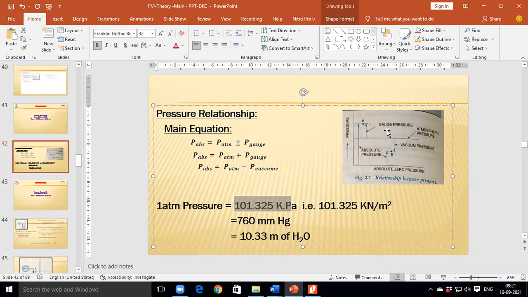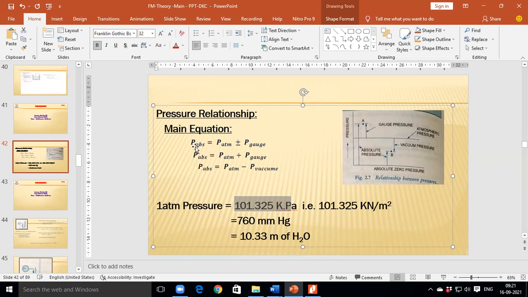The gauge pressure is the pressure above the atmospheric pressure, and vacuum pressure means pressure below the atmospheric pressure. Based on this, there are three different types of equation of the absolute pressure.